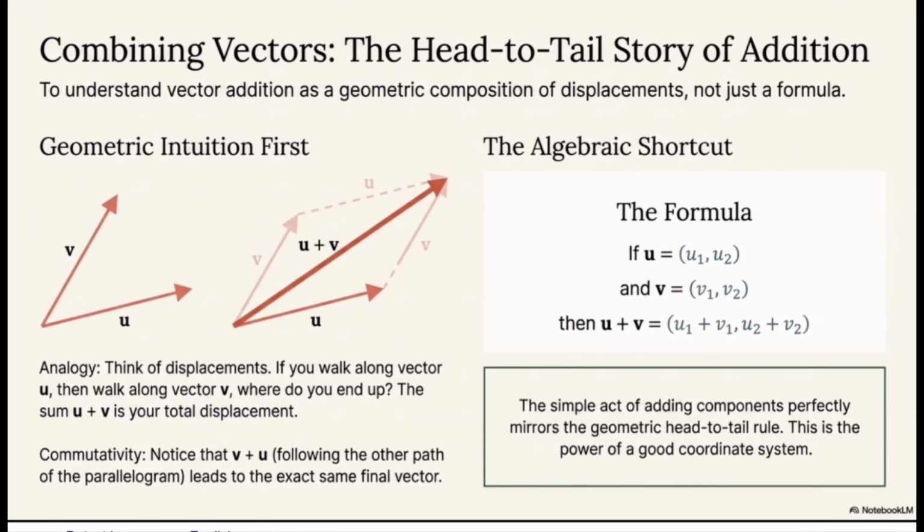So let's talk about combining vectors, because this is something important: the head-to-tail story of addition. To understand vector addition as a geometric composition of displacements, not just by using the formula. So imagine that I have a case with two vectors that start from the same position. I have u and v. Obviously, they are not parallel, they are not perpendicular. And the question is simple: how can I add them up?